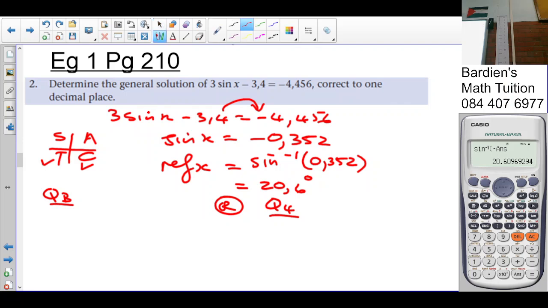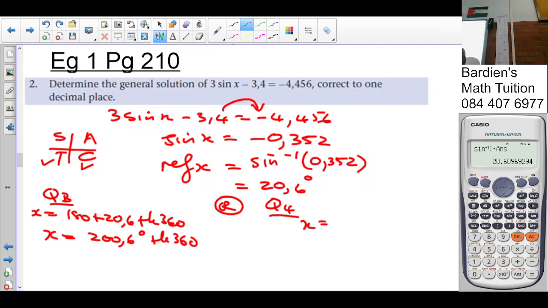Right, let's go. We're in quadrant 3. How do we get quadrant 3? So it's 180 plus 20.6 plus k times 360. So x equals 200.6 plus k times 360. Is that correct? Quadrant 4: x is equal to 360 minus 20.6 plus k times 360.